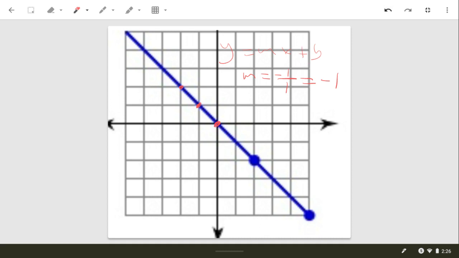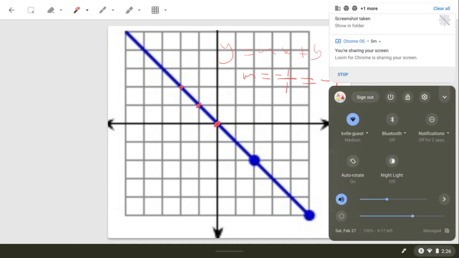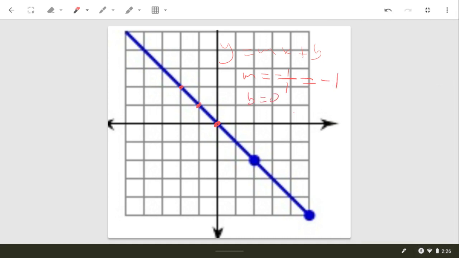Okay, and then my y-intercept, the b, is actually dead center. In this case, it's a 0. The b is going to be a 0. So for your y equal mx plus b form, it's going to be y equals negative 1x, or you could just say negative x plus 0. That would be it. Or you could just say y equals negative x.